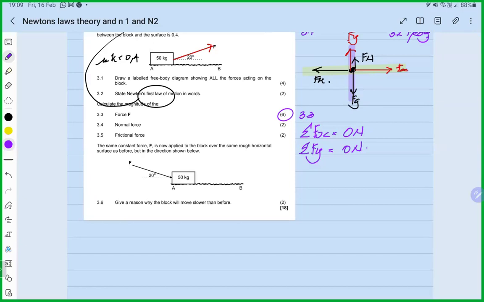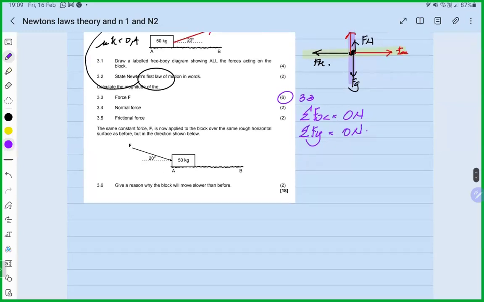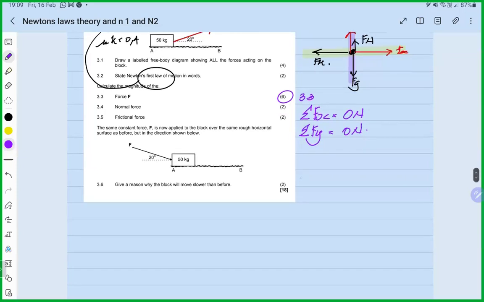This is not an easy question, by the way. It's a pretty difficult question. So please listen up. I'm going to start off with the sum of the forces in the x direction to be 0. And here's the first equation.